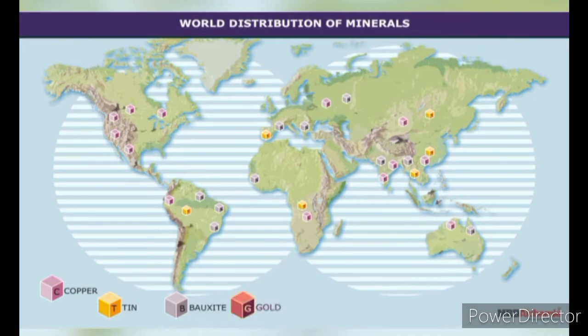Gold. Africa is rich in gold. It is found in South Africa, Zimbabwe, and Zaire. Mineral oil is found in Nigeria, Libya, and Angola. Silver is found in South Africa, Zimbabwe, and Zaire. Mineral oils are found in Nigeria, Libya, and Angola, South America, Antarctica, and Australia.